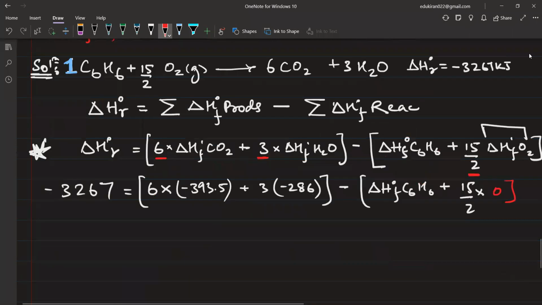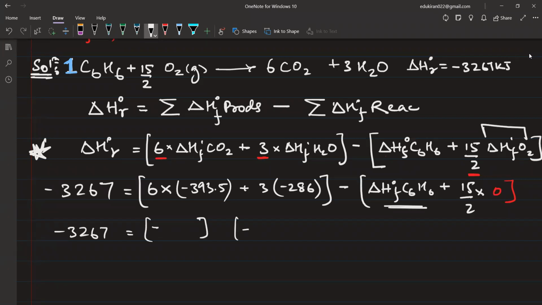And now you need to just calculate. Calculate this. Tell me guys. 6 into this, multiply it. You'll get something. Here also you will get something with a minus sign, and here also you will get something with a minus sign, add both. If you take this to this side, this will be delta H naught F of C6H6, and the minus becomes plus, you will have 3267, and you will get the delta H naught F.